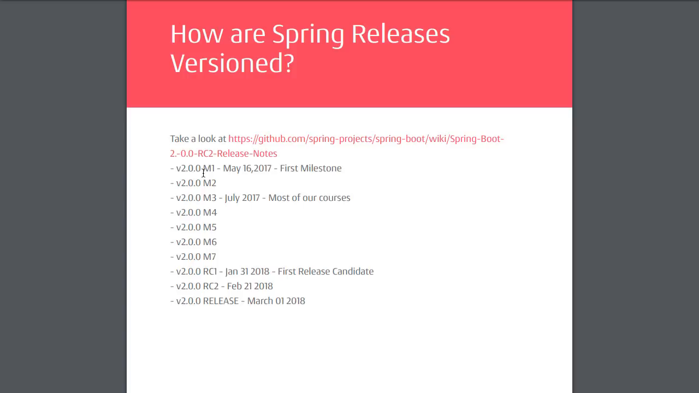And after that, the first release candidate was released in Jan 2018. We had release candidate 2, RC2, in Feb 2018. And finally, the 2.0.0 release was early March. This is typical of all the Spring releases, and this is also typical of Spring Boot releases as well. I mean, there are not really a lot of them. This is just the second release of Spring Boot, but I expect this to continue in the future as well.